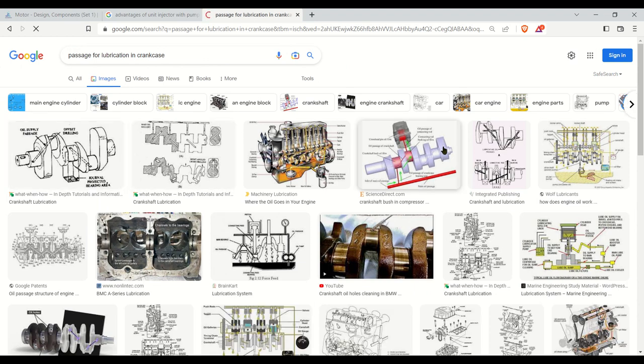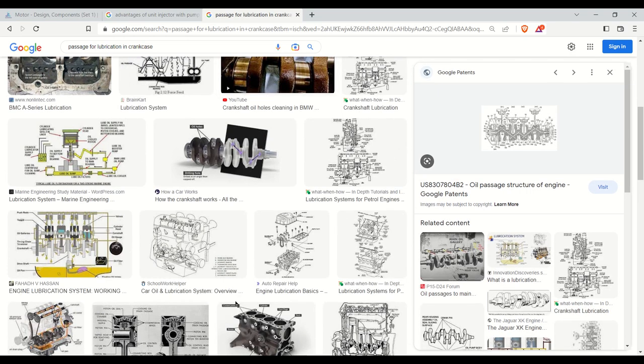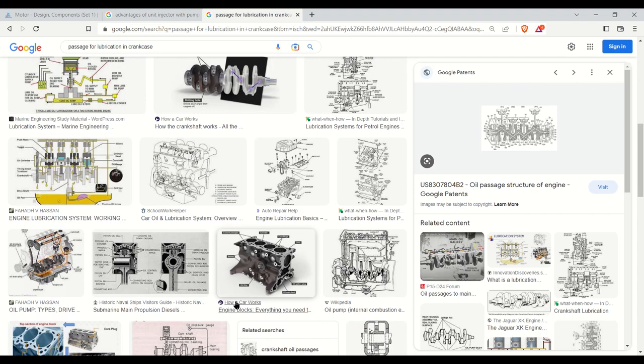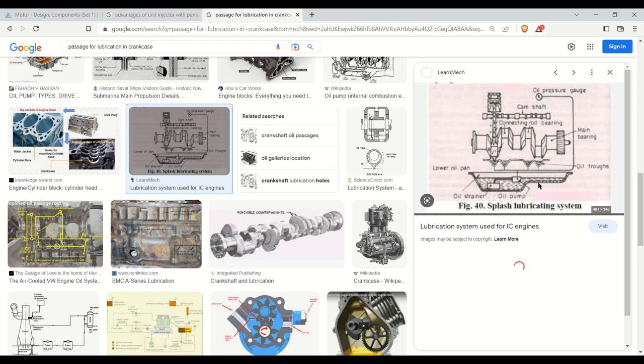Yes, you can see in this image clearly, right? But this image is not so clear. Okay, let's see a few other images. Yes, you can see in this image.